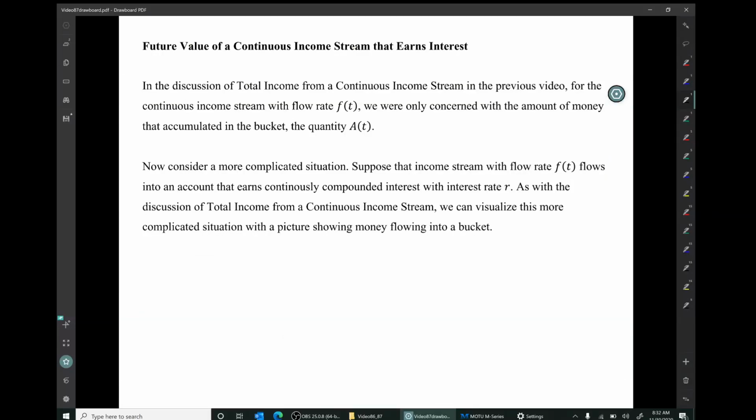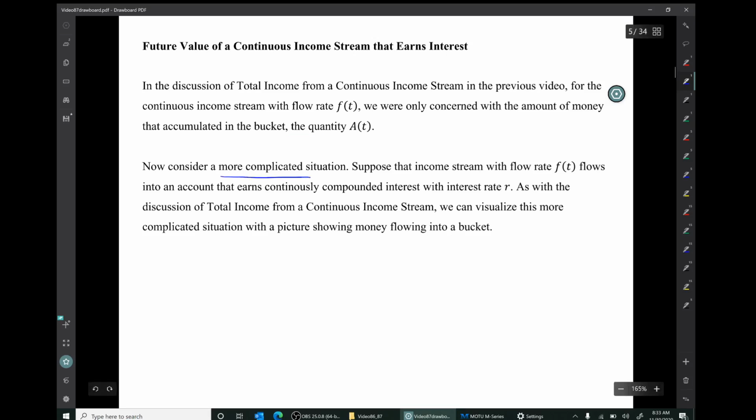We'll start the discussion for the current video by discussing what's called the future value of a continuous income stream that earns interest. In the discussion in the previous video of the total income from a continuous income stream, we were concerned only with the amount of money that accumulated in the bucket, the quantity capital A of t.